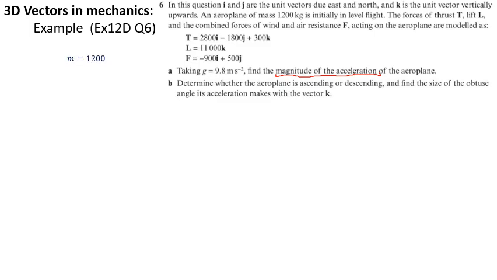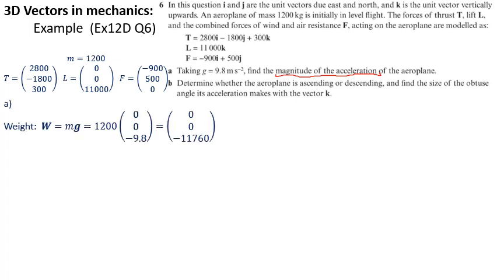Now we've got a mass of 1200 and we're given T, L and F. There's one more thing we need to calculate. Thrust is the force that the aeroplane's engines are providing. Lift is the force pushing it up, the wind from underneath, the effect of the wings. And F is the air resistance and the wind. There's something else which the plane will have, and that's its own weight. So we're going to take that into account first.